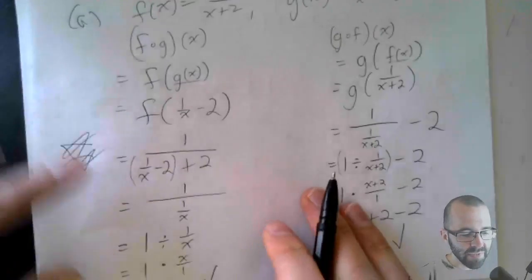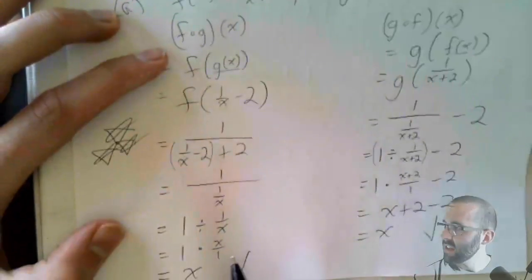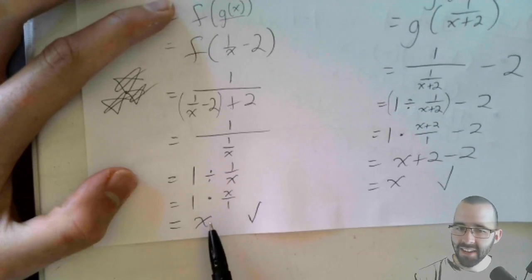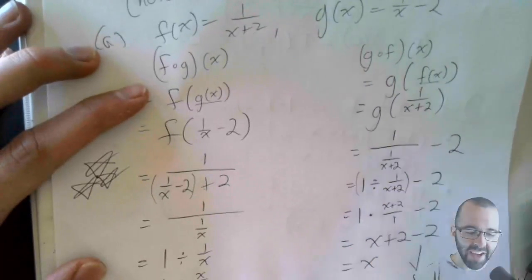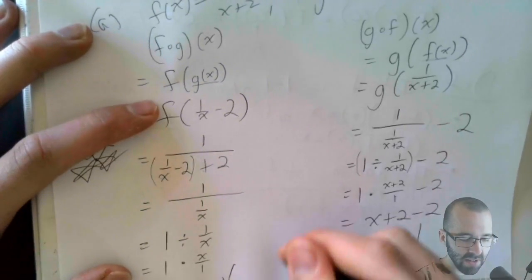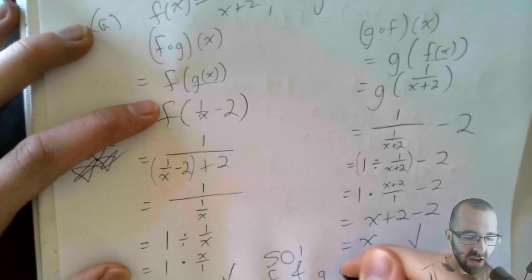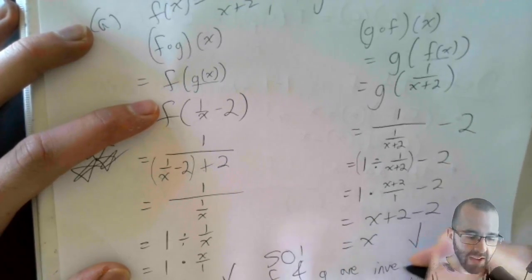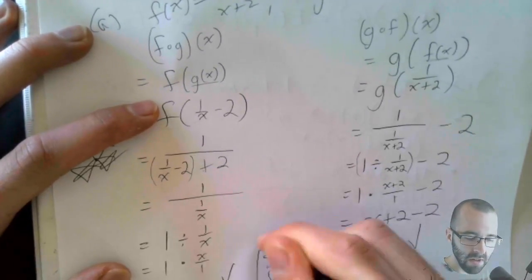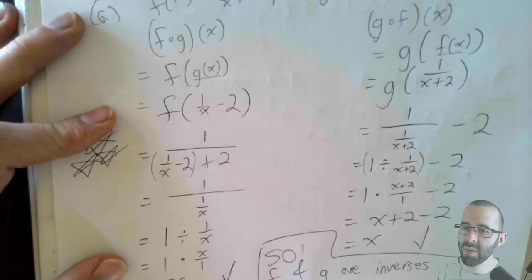So what do we do? We showed that f composed with g of x is just x. We showed g composed with f of x is also x. So therefore, f and g are inverses of each other. And we've finished part A.